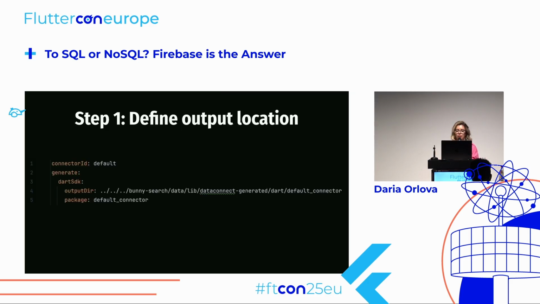And for Dart, we would obviously use the Dart SDK, give the name to our connector, and define where we need the output of those generated bindings. And probably you should give it a better name than default connector, but it was my first time using DataConnect, so default connector it is.